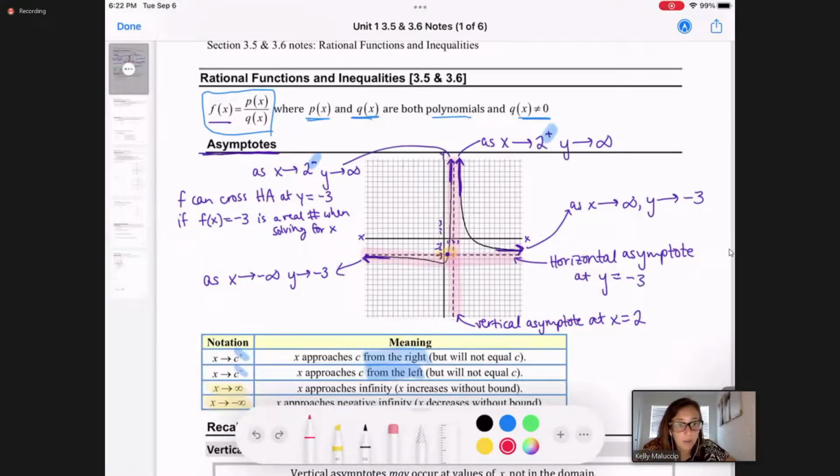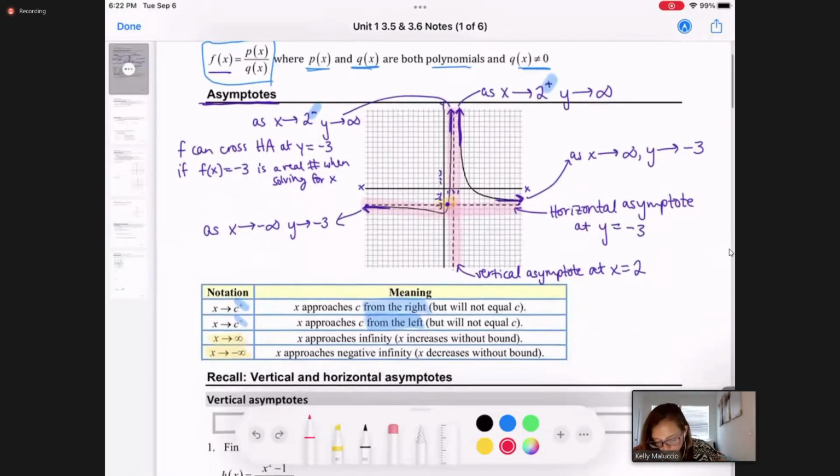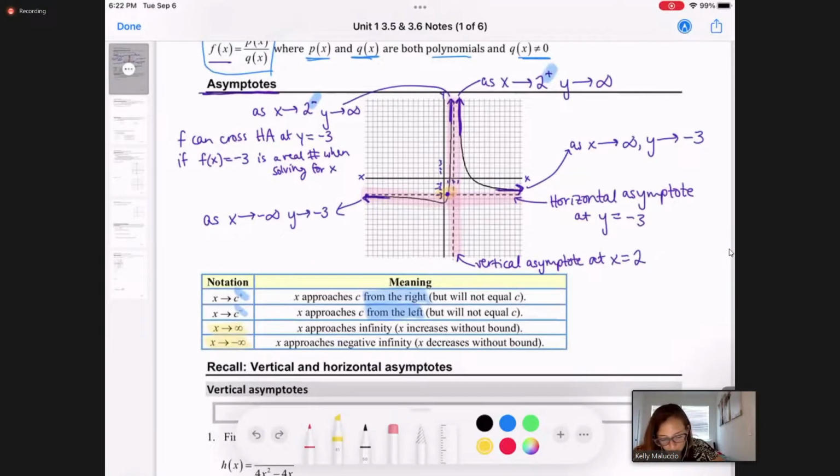Okay. So now this little chart basically explains what we just did, right? So the notation is x approaches c, and in this case, that was our asymptote. So we had 2 from the right, but it will not equal c, and then it approaches from the left, and then we just look at what y is doing. And then for the horizontal, we say x approaches infinity, right? And then approaches -infinity. And what goes on. We're looking at the behavior, really, of this rational function.